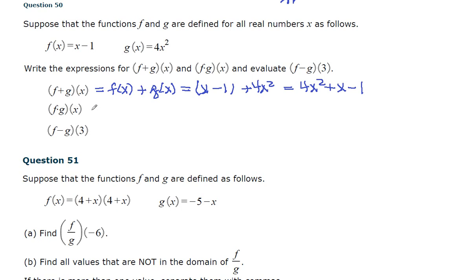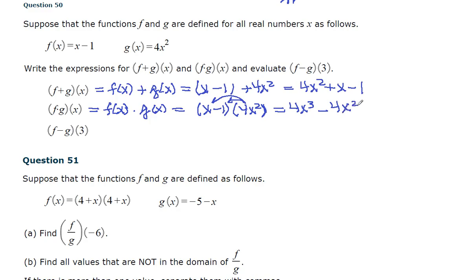F times g at x is defined to be f of x times g of x. So we just multiply the two equations. So this will be x minus 1 times that 4x squared. So we'll just have to multiply that 4x squared in. So 4x squared, that's a parenthesis. 4x squared times x, 4x cubed. 4x squared times negative 1, minus 4x squared. So that one's simplified.